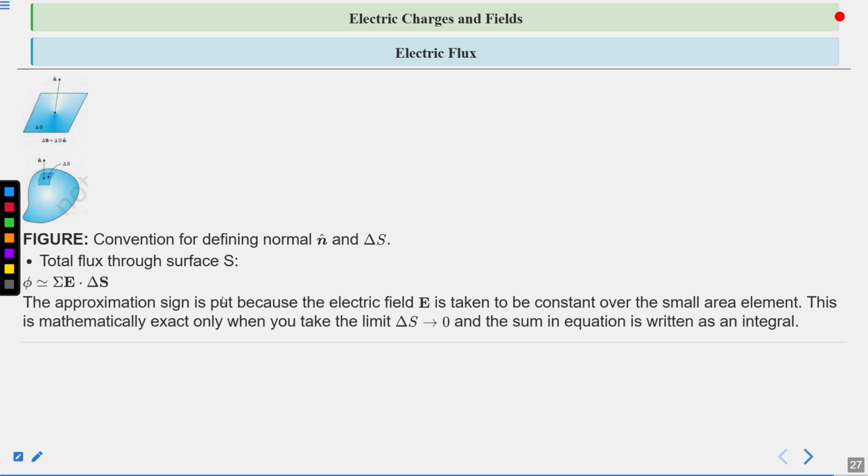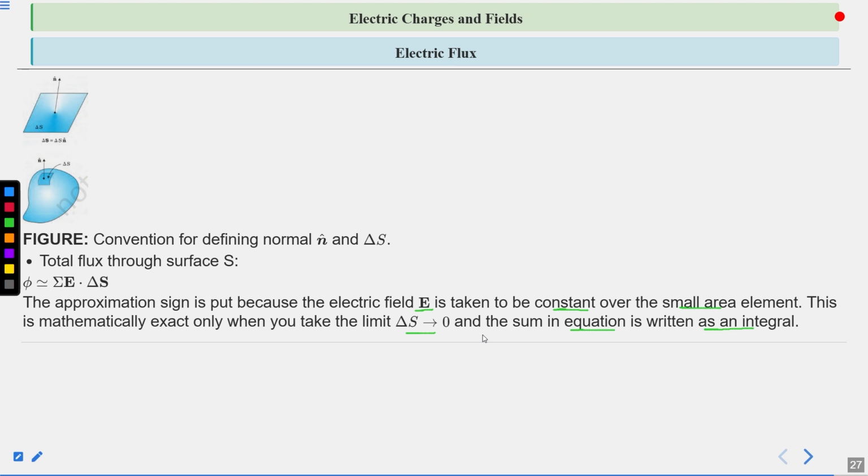The approximation sign is put because the electric field E is taken to be constant over the small area element. This is mathematically exact only when you take the limit delta S approaches 0 and the sum is written in integral form.